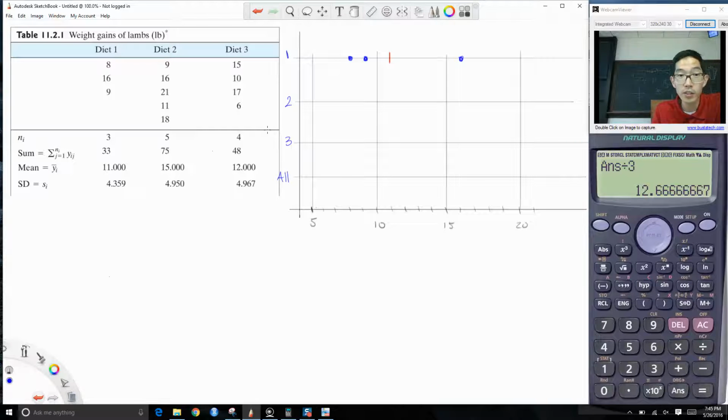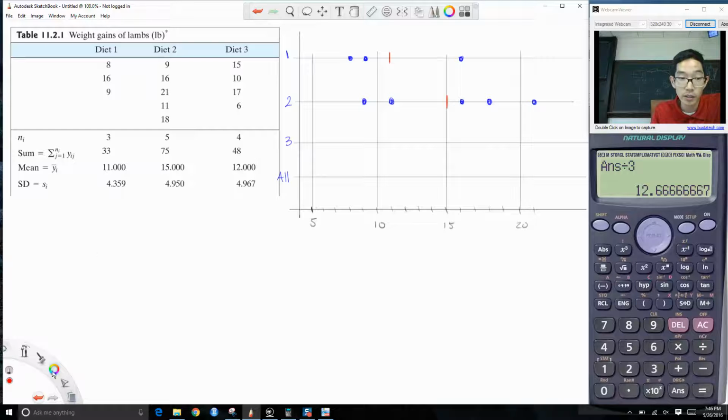Under diet 2, we have a lamb that gained 9 pounds, a lamb that gained 16 pounds, a lamb that gained 21, a lamb that gained 11, and a lamb that gained 18. Its group average is right here at 15.